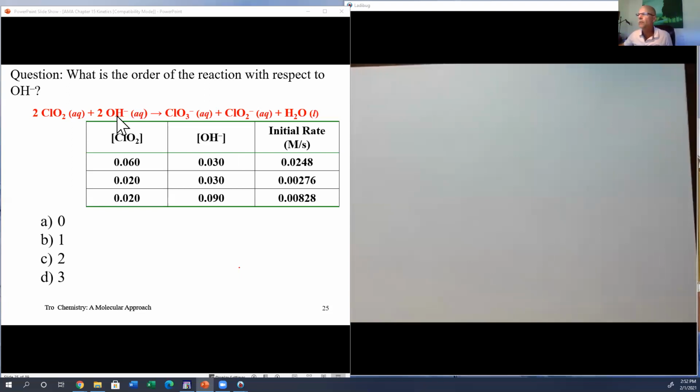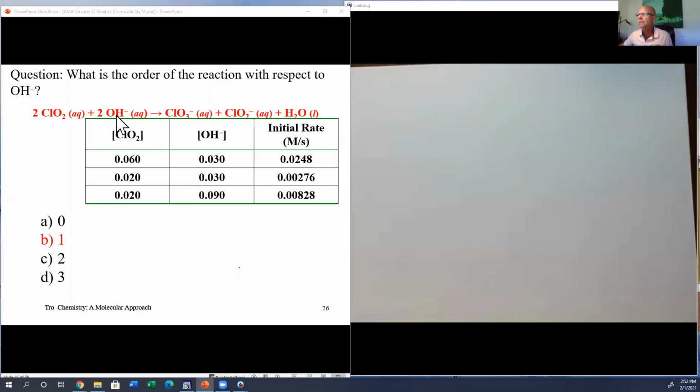The correct answer was B. Most of you got that. It's first order. Let's just look at why. We're looking for the order with respect to OH minus, right? One thing some of you might have done is look at this 2 and select 2. This coefficient has nothing to do with the order of reaction. That is a common misperception that a lot of people have, that this coefficient tells you the order of reaction with regard to that reactant. That is not true. This coefficient is not related to the order of the reaction.